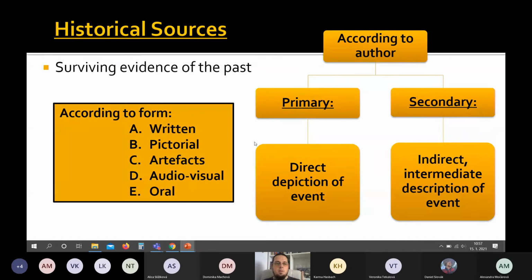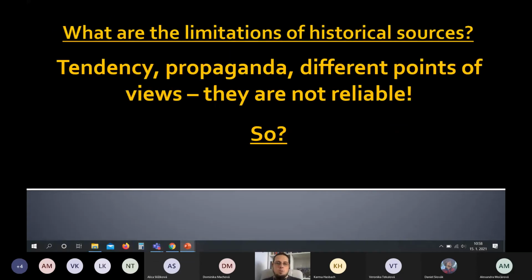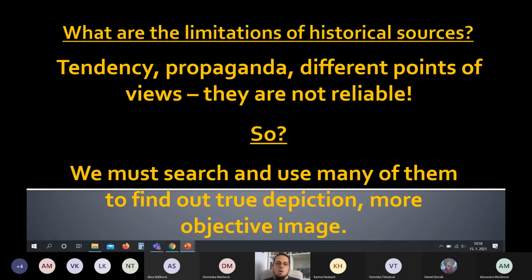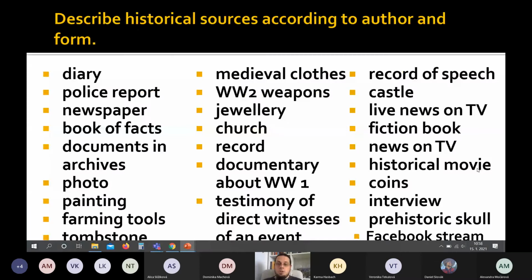Of course, I will ask you about the form, and it should be an integral part of your seminar work that you still use these words: written sources, pictorial sources, artifacts, audiovisual, oral history. So give us also the idea about the form of the material of the information you use. Don't forget about the limitations, of course, and work with them. And to prove it, deny it, maybe to check whether it is true or not, you have to search and use many of them to find out the true depiction, a more objective image.